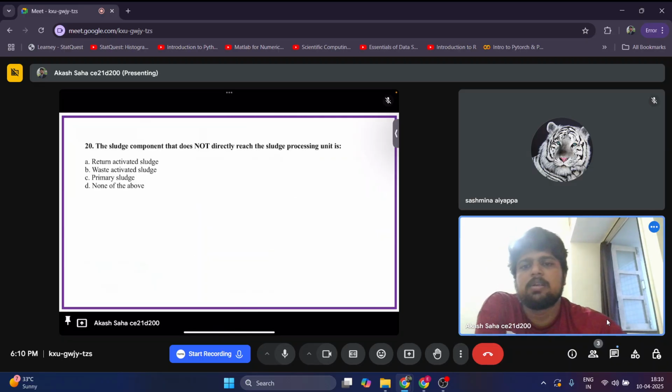Okay. Next problem. The sludge component that does not directly reach the sludge processing unit. So which portion of the sludge will not go to the sludge processing unit? Like we have several processes like digestion, thickening, dewatering. So which part of the sludge component will not go there? Is it the return activated sludge, waste activated sludge, primary sludge, or none of the above?